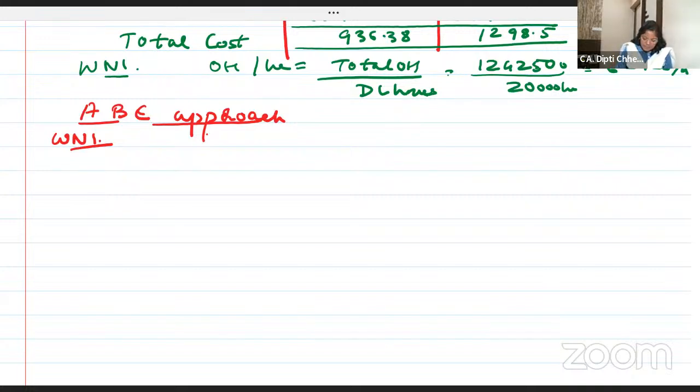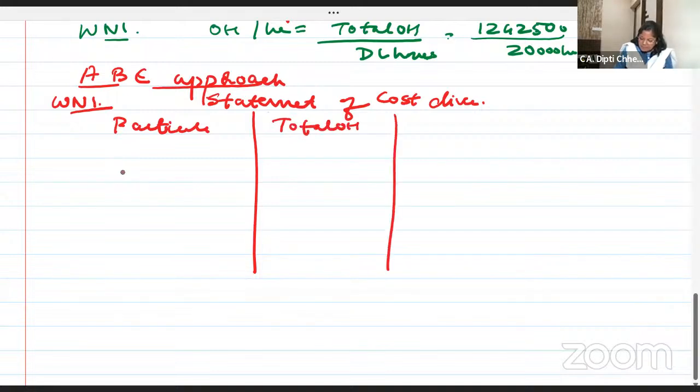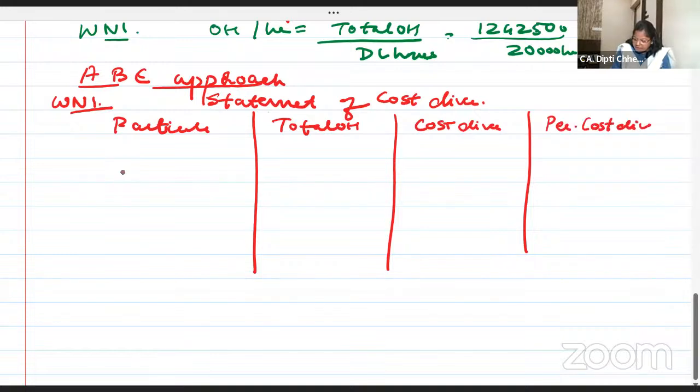Now we know statement of cost, cost drivers. Now see how to do this. Particulars, meaning what are the activities. Total overhead, cost driver. Actually it's very simple. Per cost driver. If you don't understand how to write the titles, just copy one calculation and you will be able to write. And it's okay if you write little here and there. Answer not here and there, this title.